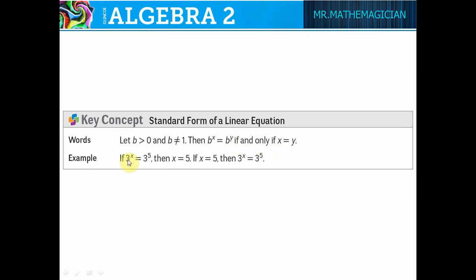Example, if 3 to the power of x is equal to 3 to the power of 5, then x is equal to 5, meaning the power is equal to the power. If x is equal to 5, then 3 to the power of x equals 3 to the power of 5.